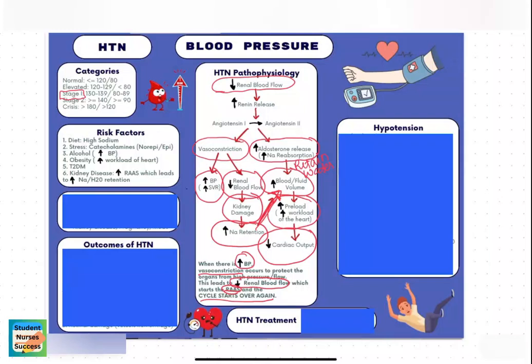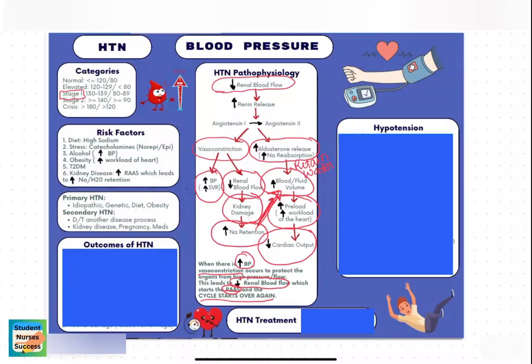And kidney disease. Kidney disease leads to the increased production of the renin angiotensin aldosterone system, which leads to sodium and water retention. Now, high blood pressure will lead to kidney disease, and kidney disease alone will also lead to high blood pressure. They do go hand in hand.